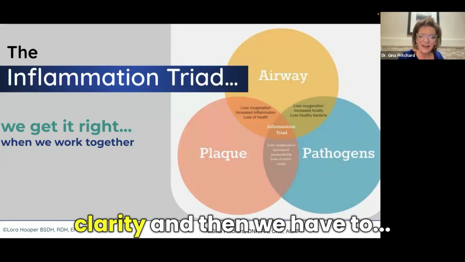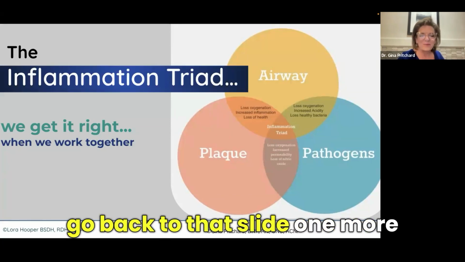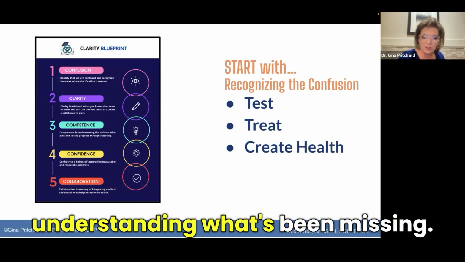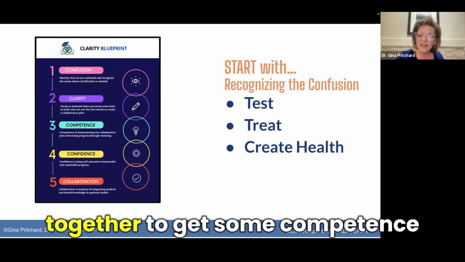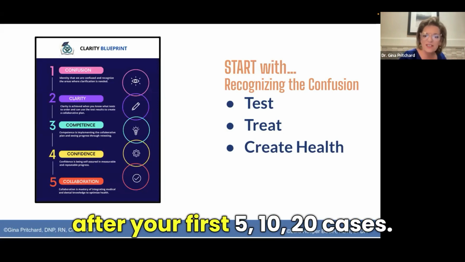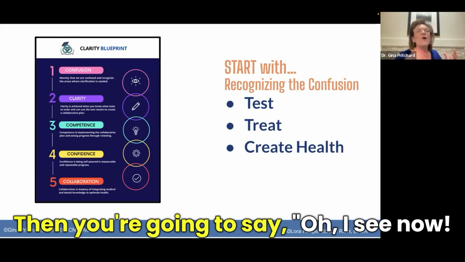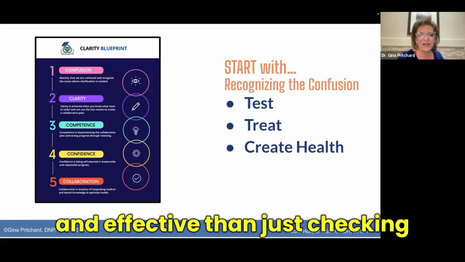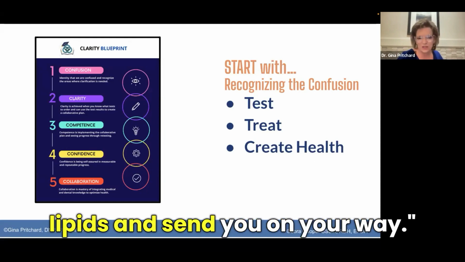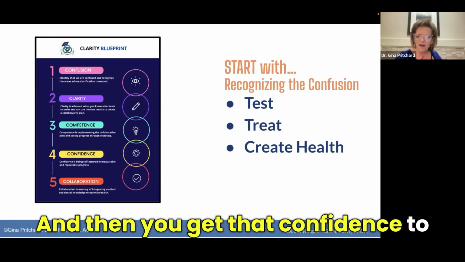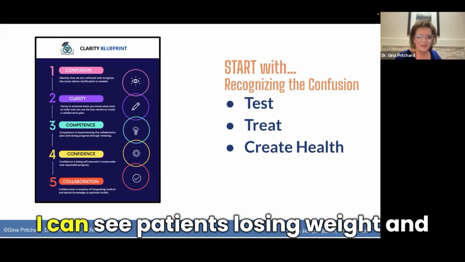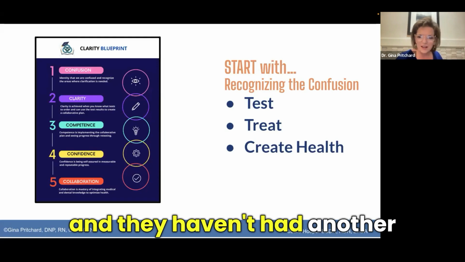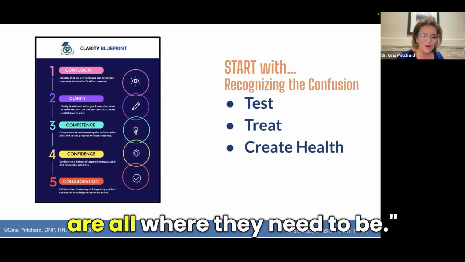So we have to get clarity. And then we have to go back to that slide one more time, Laura, before we get to this. I just want to say we have to get clarity around that, which is understanding what's been missing. And then we start to work together to get some competence. After your first 5, 10, 20 cases, then you're going to say, oh, I see now. I see how this is so much more powerful and effective than just checking, as I was doing, blood pressure and lipids and sending you on your way. And then you get that confidence to say, I know this is the right thing. I can see patients losing weight and feeling better and creating health, and they haven't had another heart attack, or their numbers are all where they need to be.